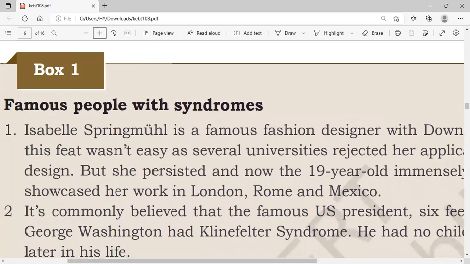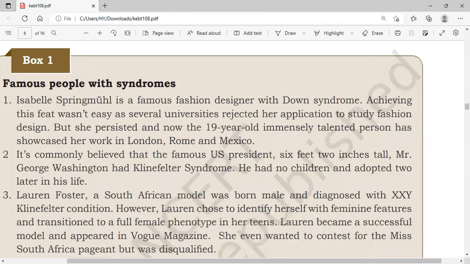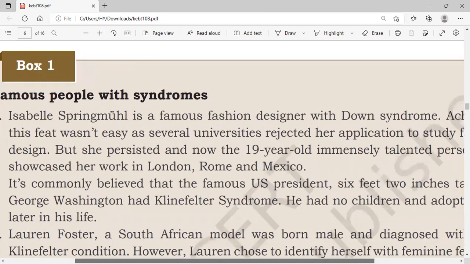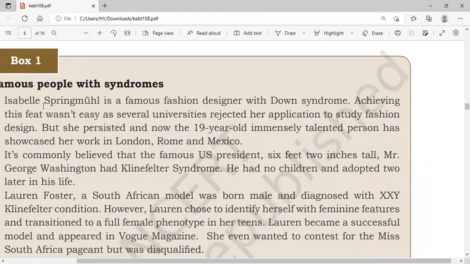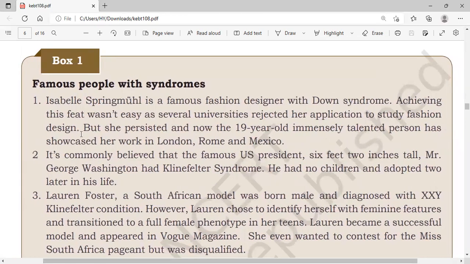Famous people with syndromes. Isabel Zwingli is a famous fashion designer with Down syndrome. This feat wasn't easy, as several universities rejected her application to study fashion design, but she persisted, and now the 19-year-old immensely talented person has showcased her work in London, Rome, and Mexico.